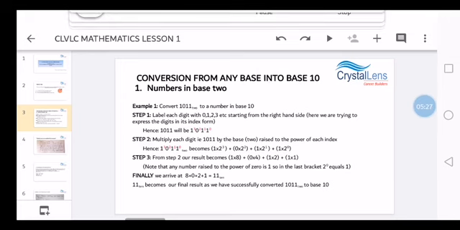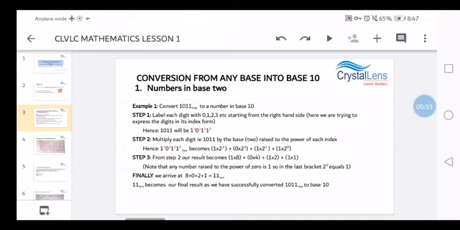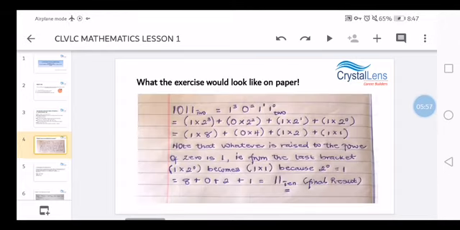So here now I have 8 plus 0 plus 2 plus 1. If you add these together, you have 11. And now the small number, 10, is what we are converting to. Remember, we are moving from base 2 to base 10, so my final answer should be in base 10. So I have 11 base 10. We have successfully converted 1011 base 2 to a number in base 10. When you do this on paper, this is exactly how it looks.